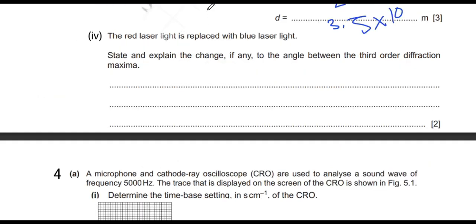When the red laser light is replaced with a blue one, we know that blue light has a shorter wavelength than red light, and as a result, the angle of the third-order diffraction fringe would also decrease, because we know that if we decrease the wavelength, then the angle will also decrease because they're directly proportional.